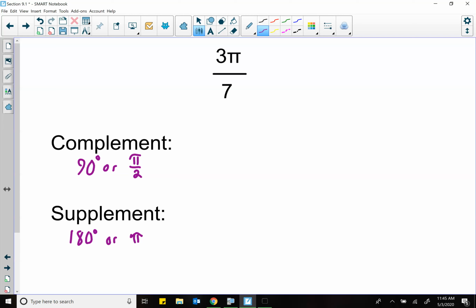So again, just like what we did earlier, how we took 90 minus the angle measure, this one is not 90 because we're in radians. So all we're going to do is take pi over 2 minus 3 pi over 7. And down here, we're going to take pi minus 3 pi over 7. So what you're getting into is fraction work. I want you to understand, please do not do these fractions by hand.